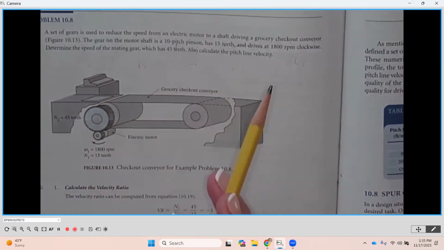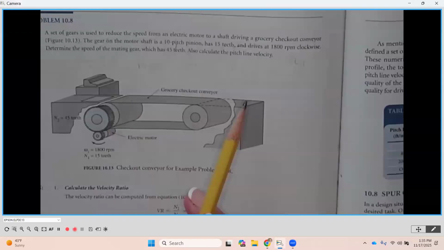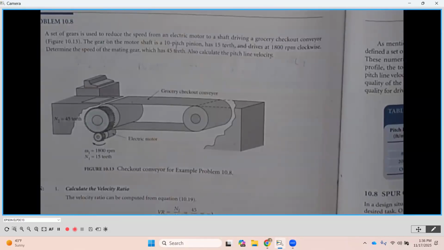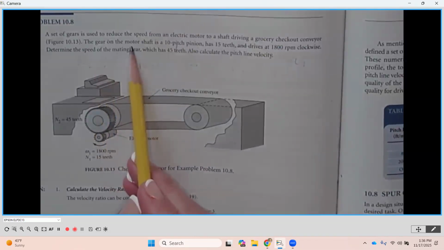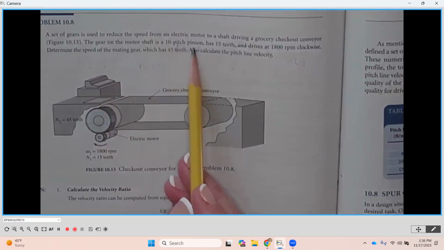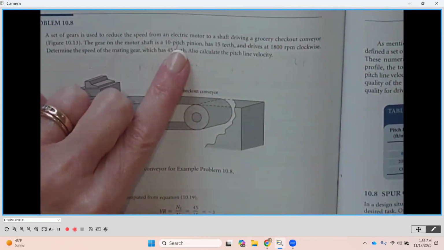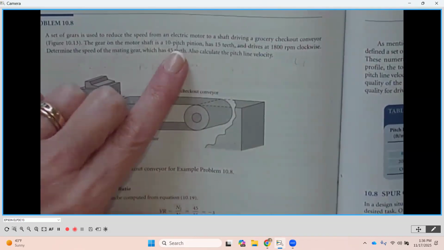Also calculate the pitch line velocity. Okay, so a lot of words here. Now we have to figure out what we know and what we need to find. First of all, the set of gears is going to reduce the speed of an electric motor. The gear on the motor shaft is a 10 pitch pinion. 10 pitch is the diametral pitch, not the pitch diameter.